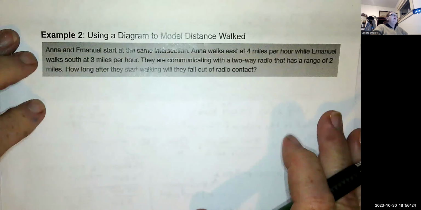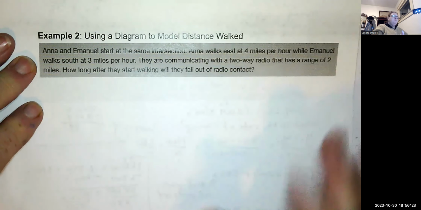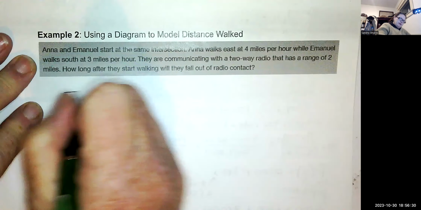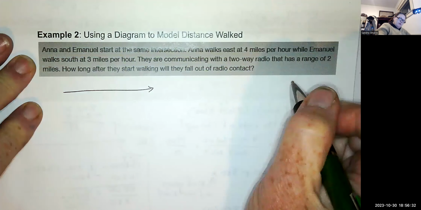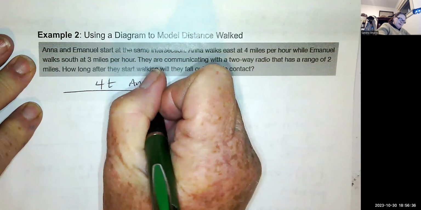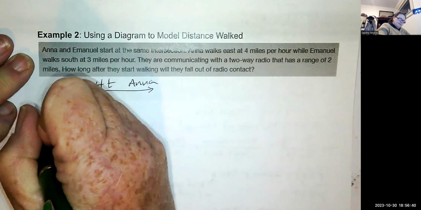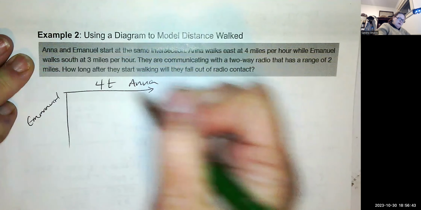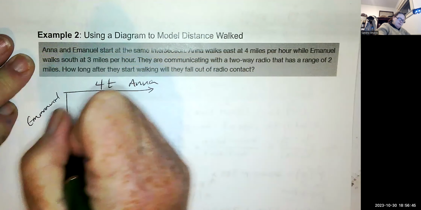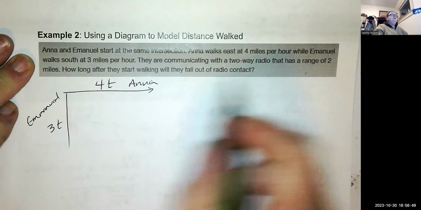Example 2. Anna and Emmanuel start at the same intersection. Anna walks east 4 miles per hour while Emmanuel, I have to draw a picture, east. Anna is walking 4 miles per hour. This is Anna. And Emmanuel is walking at 3 miles per hour. They are communicating with a two-way radio that has a range of 2 miles.